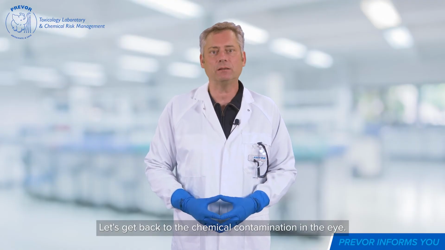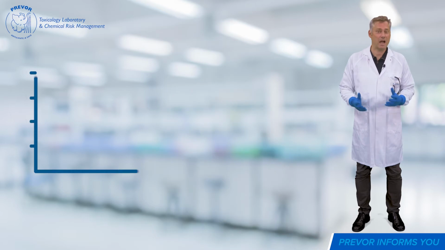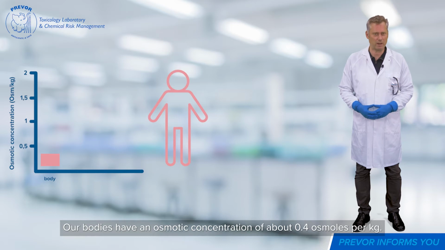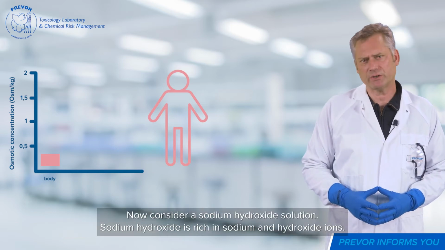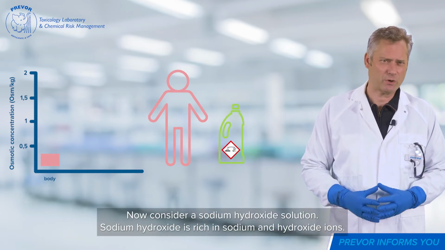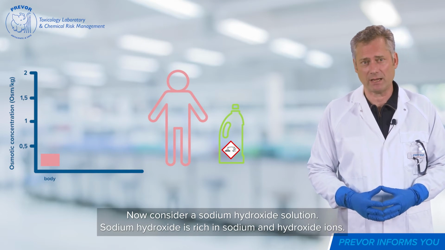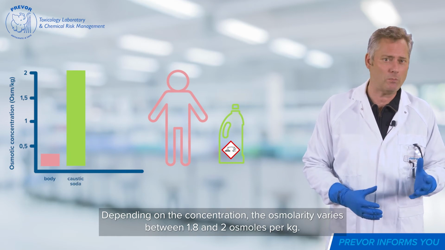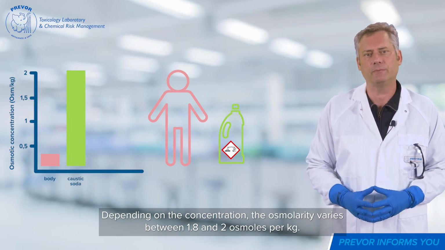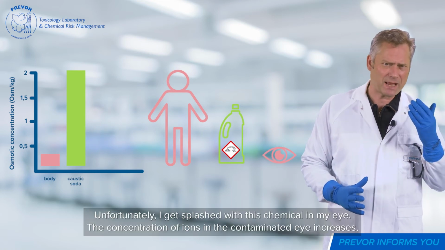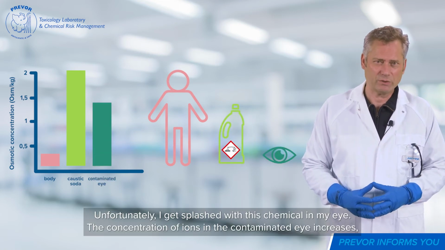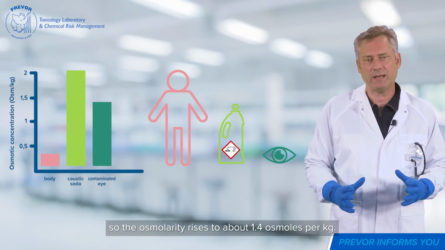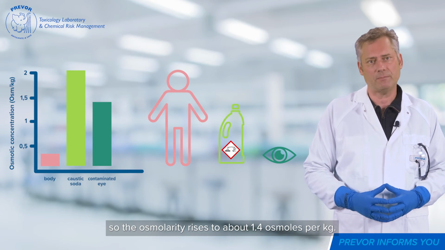Let's get back to the chemical contamination in the eye. Our bodies have an osmotic concentration of about 0.4 osmoles per kilogram. Now consider a sodium hydroxide solution. Sodium hydroxide is rich in sodium and hydroxide ions. Depending on the concentration, the osmolarity varies between 1.8 and 2 osmoles per kilogram. Unfortunately, I get splashed with this chemical in my eye. The concentration of ions in the contaminated eye increases, so the osmolarity rises to about 1.4 osmoles per kilogram.